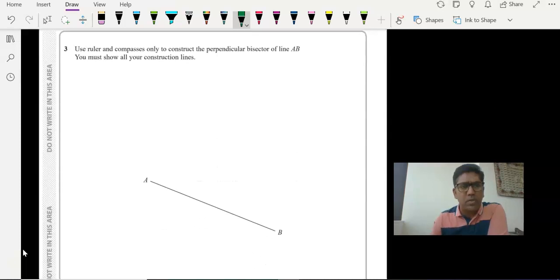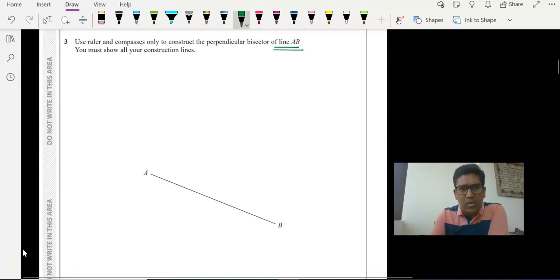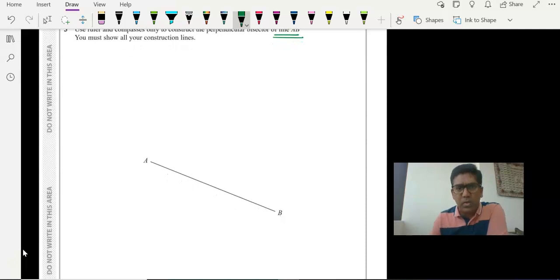It's on construction. We use ruler and compass only to construct the perpendicular bisector of line AB. So the segment AB is given to you. You need to draw the perpendicular bisector. So you need to use your compass. Keep your pointer at point A with a radius more than half, approximately more than half.